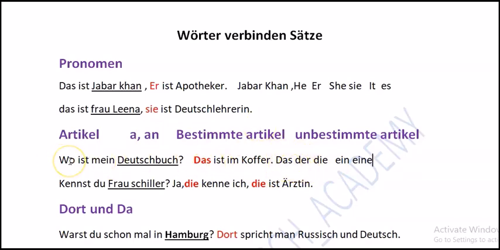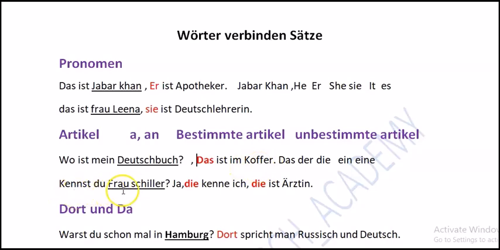So, we are coming to the first example. Wo ist mein Deutschbuch? Where is my German book? Here we say in answer, Das ist im Koffer. For book we use das, the article for book is das. Das ist im Koffer: it is in the briefcase.